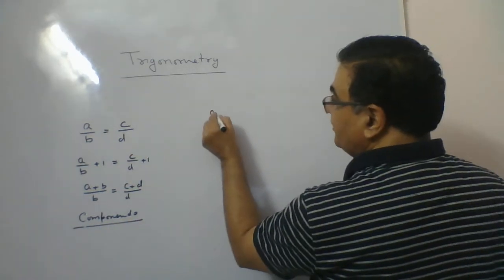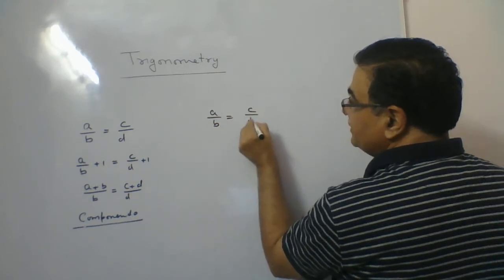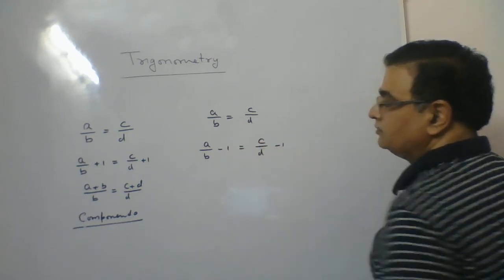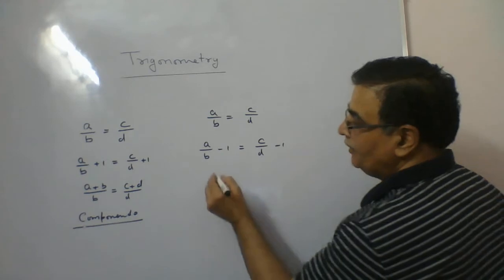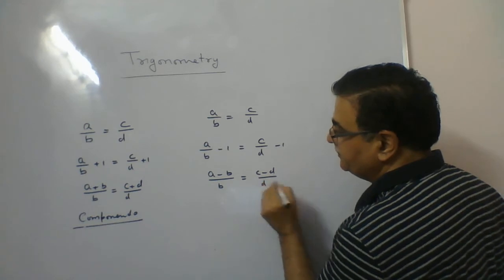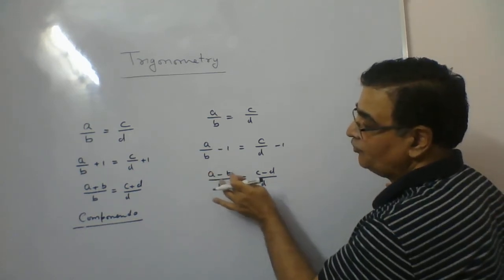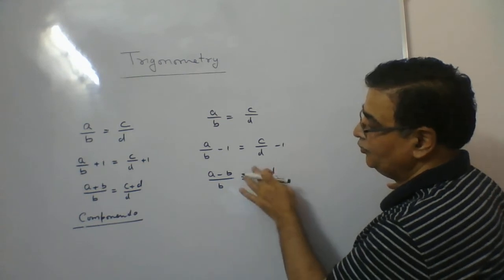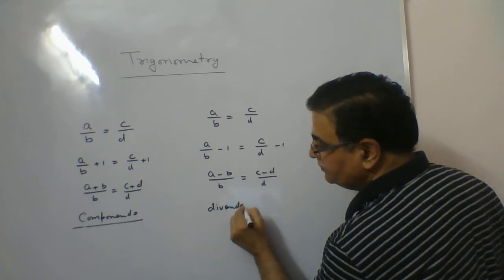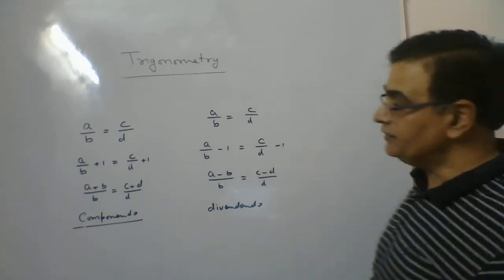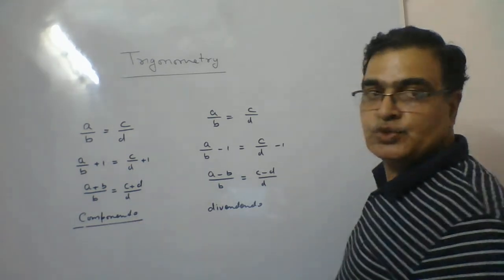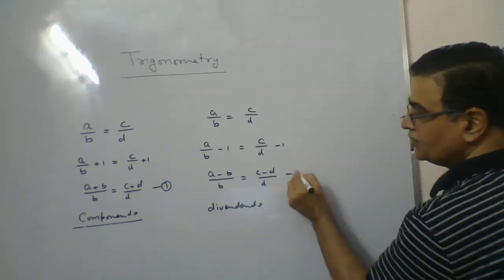In the same way, if I take A by B equal to C by D, and this time I subtract 1 on both sides, it will come A minus B by B is C minus D by D. This says again the difference of numerator and denominator by denominator. This result is called dividendo. So this is what we call componendo, and this is called dividendo. This is equation 1 and this is equation 2.